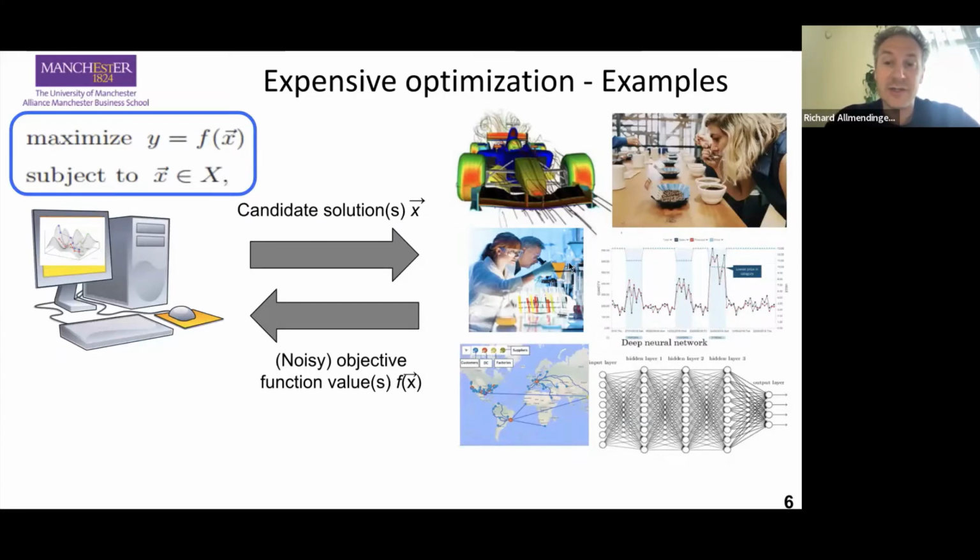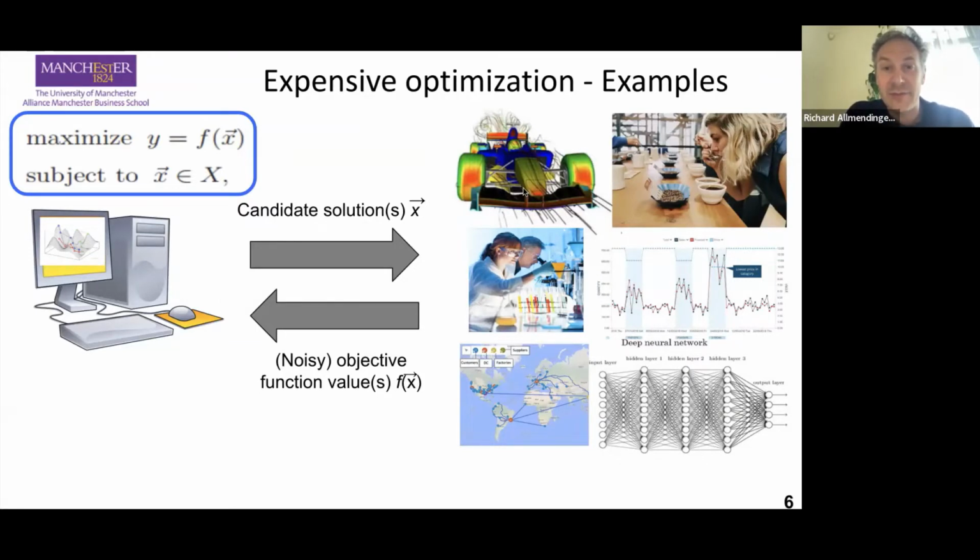Once these evaluations are done, the objective function value is returned to the computer or the algorithm and then considered in the generation of a new solution. That loop is repeated until we run out of budget, money, resources, and so on.